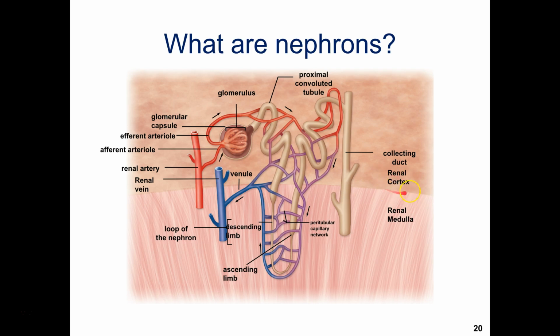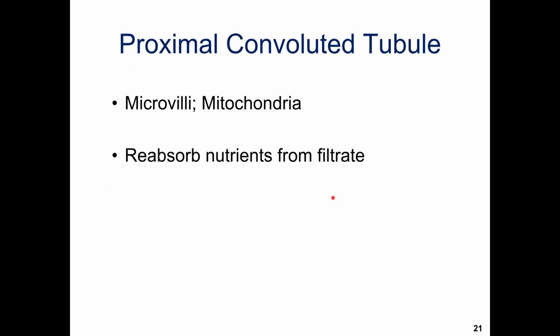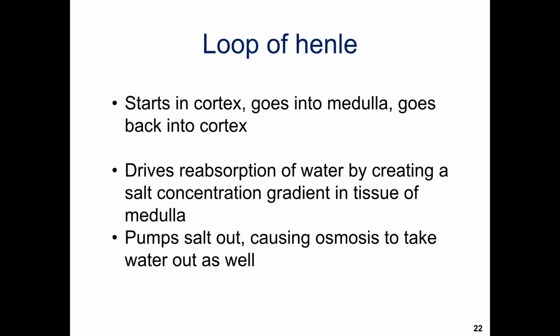And you can see here, here's the outer renal cortex and this inner renal medulla, and you see the nephron sort of traverses these two layers. So the proximal convoluted tubule has microvilli to increase its surface area, and it also has a lot of mitochondria. Okay? And nutrients are getting reabsorbed from the filtrate here. So remember, the filtrate is the stuff that's continuing on through the nephron. Nutrients are coming out in the proximal convoluted tubule and getting sucked up by those capillaries.